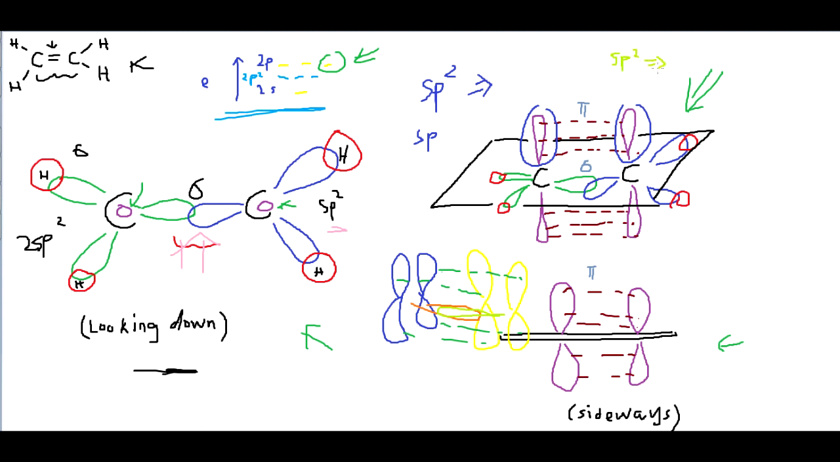a double bond, sp3 makes a single bond, and sp makes a triple bond. And that's because of how many p orbitals we have available for bonding between two atoms. And that's basically it.